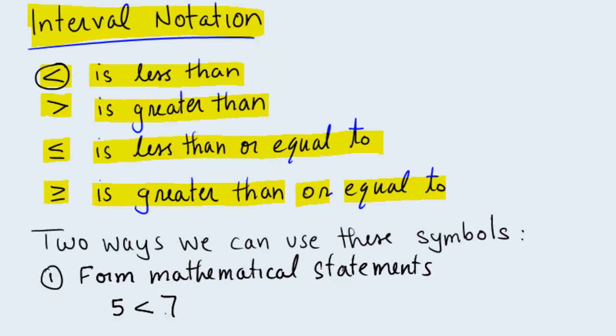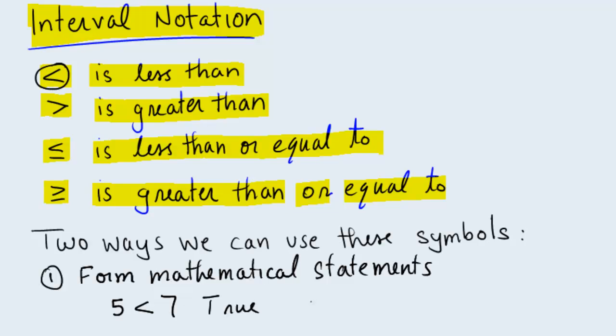Now remember, what we mean by mathematical statement is it's some sort of assertion. You're claiming something. And a mathematical statement can only be true or false. It cannot be both. And there's no maybe. Okay? So 5 is less than 7. This is a mathematical statement, and we find that this is a true statement.